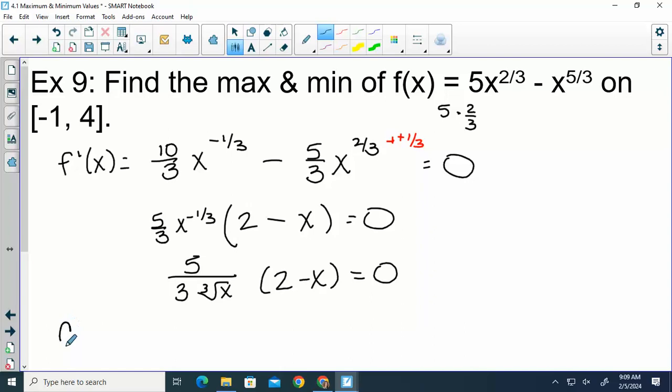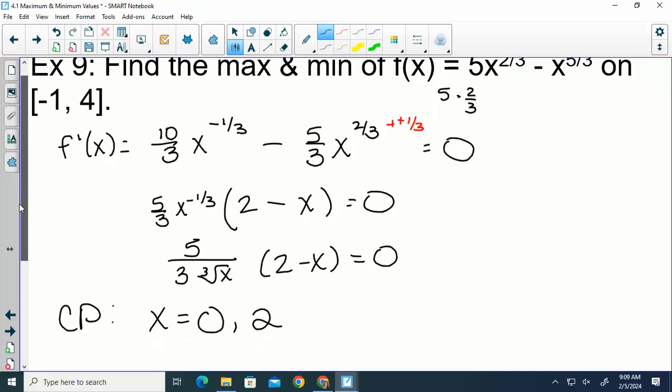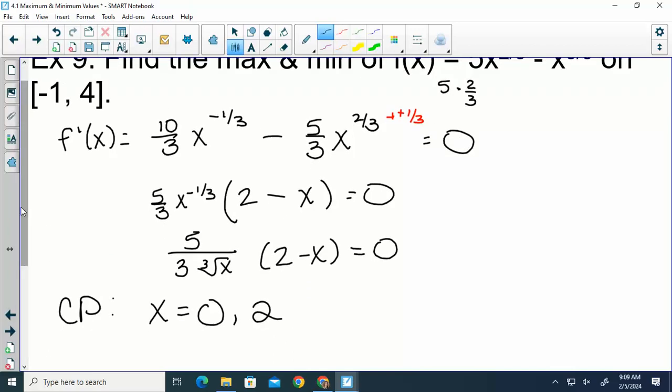Critical points are anywhere this derivative is 0 or undefined. What makes it undefined? When the bottom is 0. So when x is 0, the derivative is undefined. What makes this derivative equal 0? 2. So those are my critical points. Are both of those in my interval? Yes. So we have to test the endpoints and both critical points.